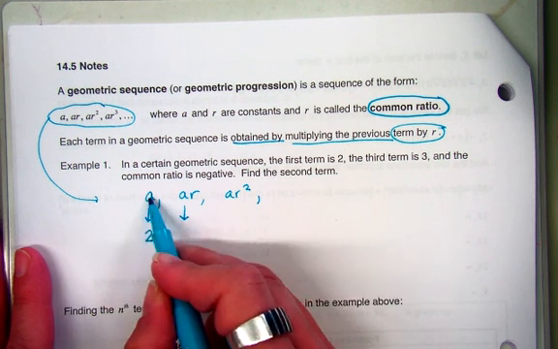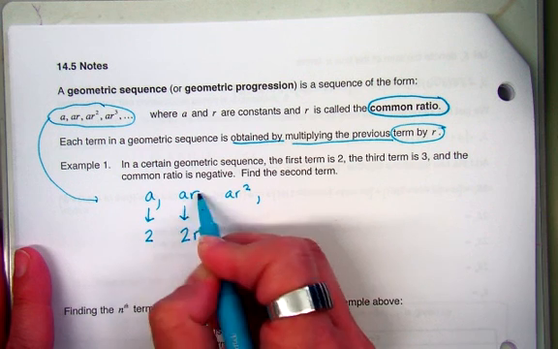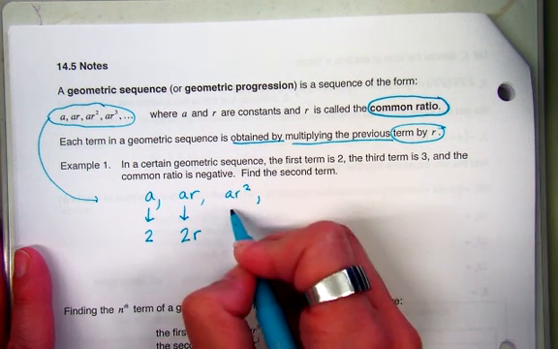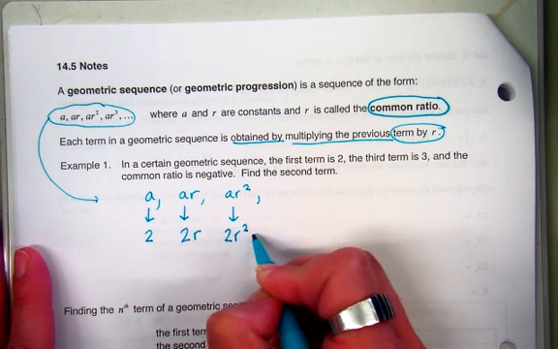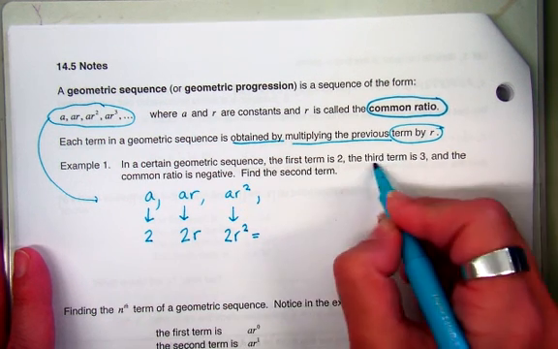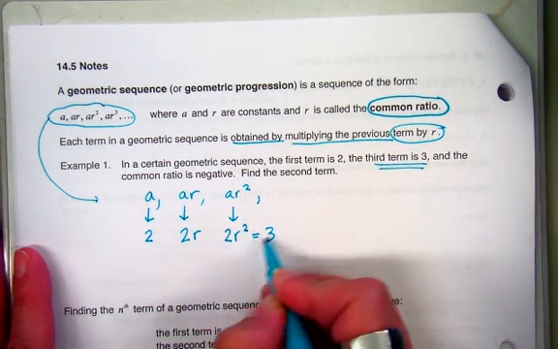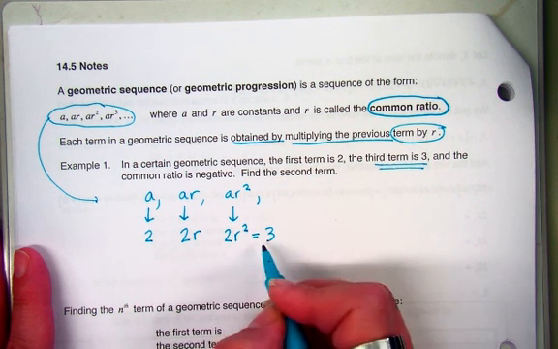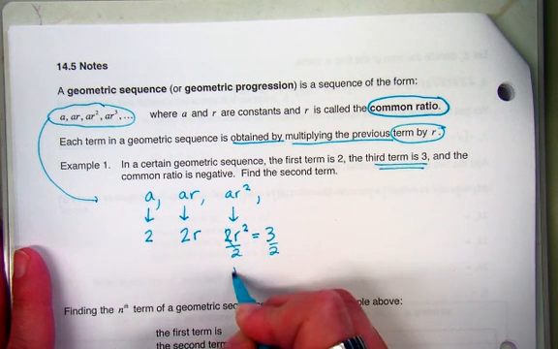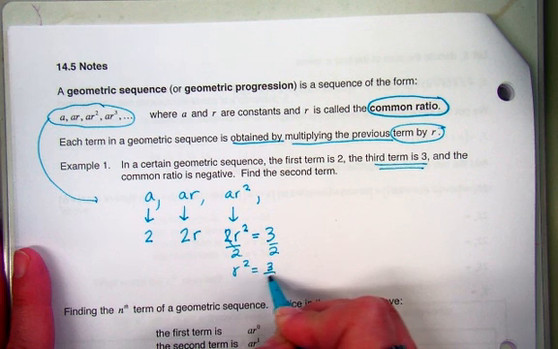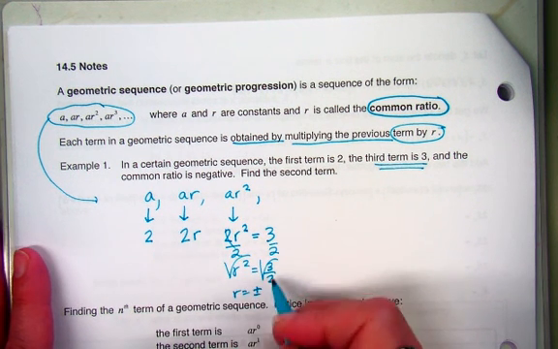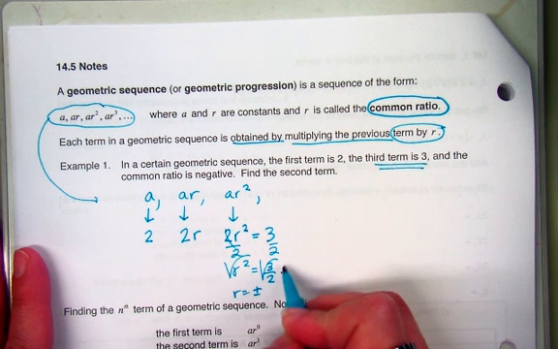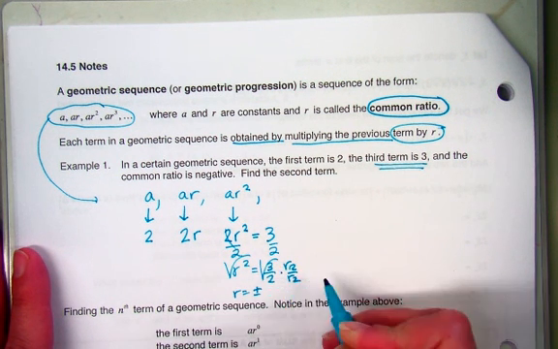But we know since a is 2 that the second term is going to be 2 times r, okay? And then this third term, again, we know that a is 2. r we don't know, but it did tell us that this third term was equal to 3. So we can solve this little equation that we've come up with in order to figure out what r is. And so r squared equals 3 halves. When I square root that, I get plus or minus root 3 over root 2, rationalize, root 2 over root 2, so I'd get root 6 over 2.